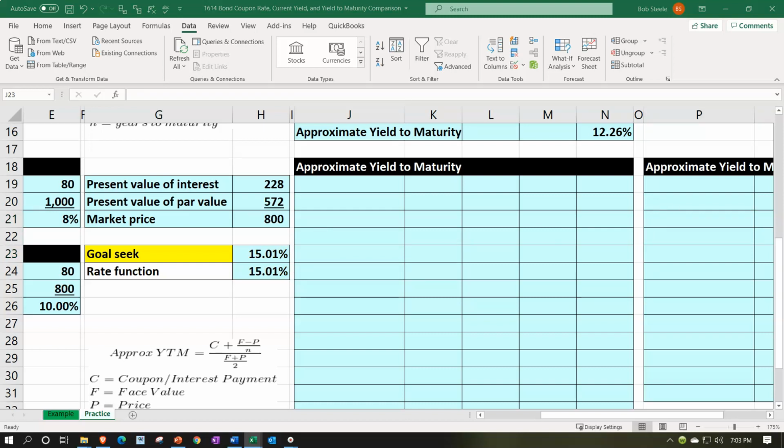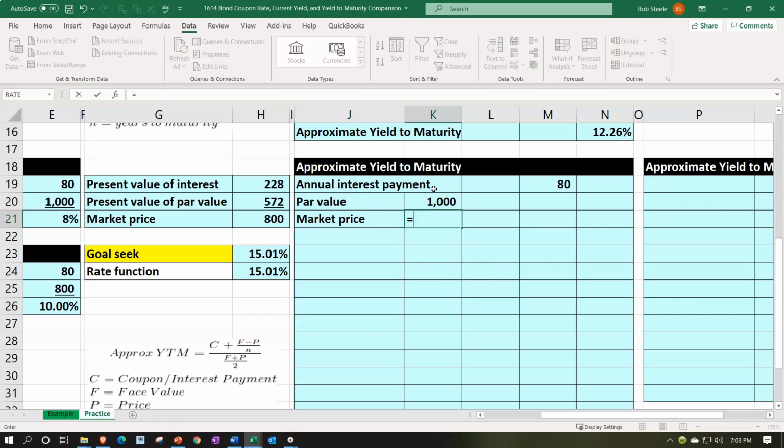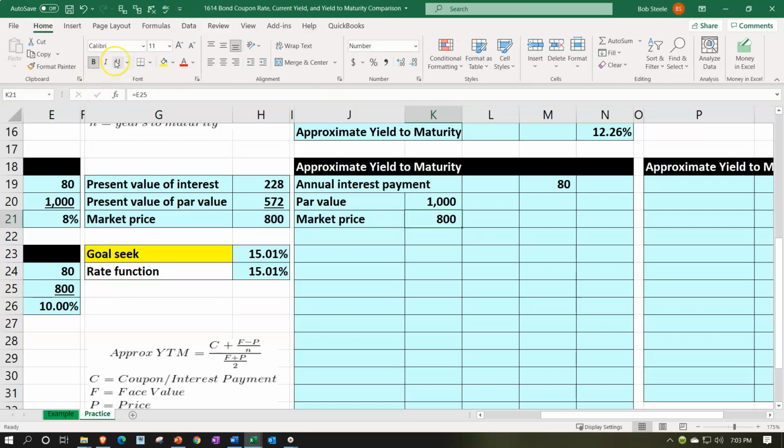So we'll concentrate on estimating it a couple more times. We'll then go to this calculation, where we're going to alter the numerator a little bit. This is going to be the annual interest payment, which will be equal to the $80, and then the par value, which is going to be equal to the 1,000. Market price is going to be equal to the $800. And let's put an underline there, home tab, font group, and underline.